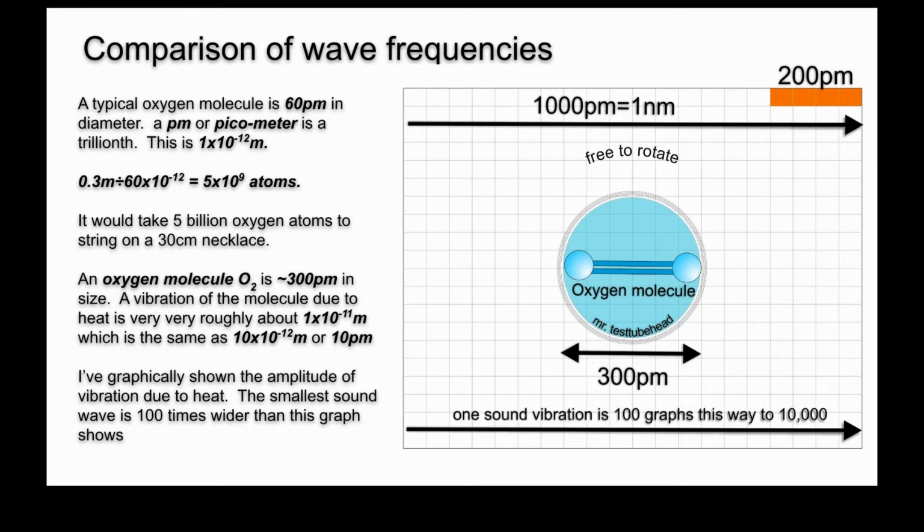Now let's take a look at those wave frequencies and compare them to the size of atoms. A typical oxygen atom is 60 picometers in diameter. A picometer is a trillionth. So that oxygen atom would be 60 times 10 to the minus 12th meters across.